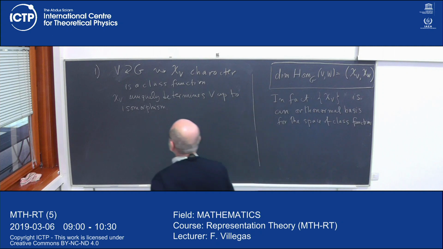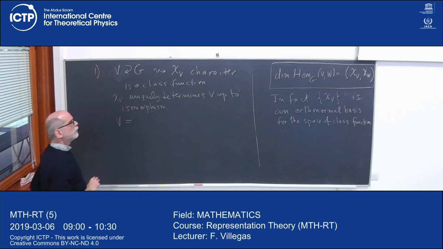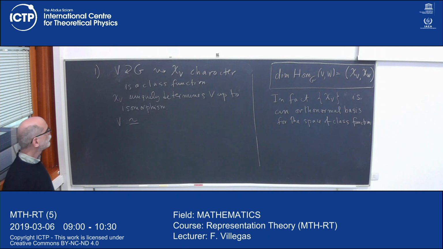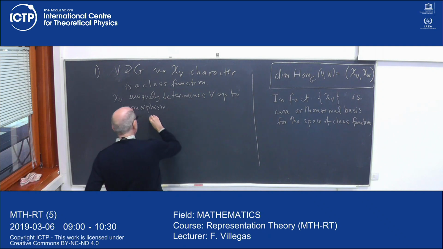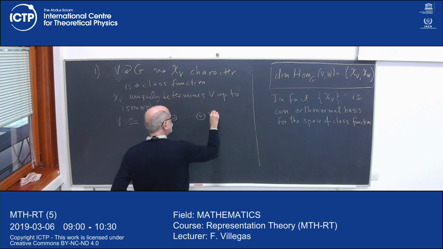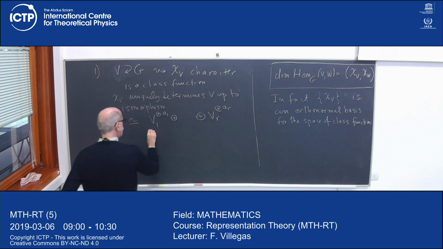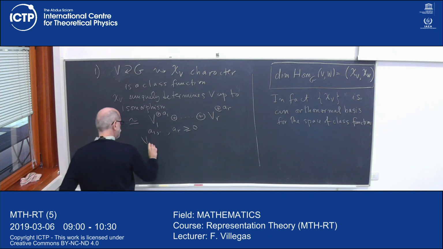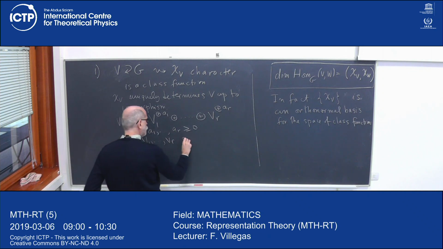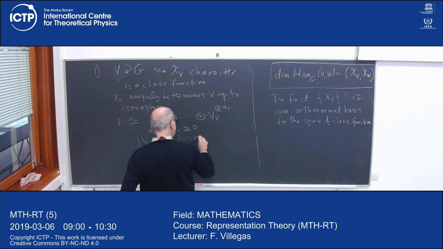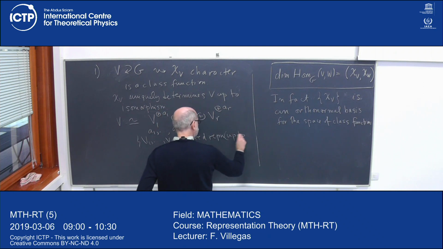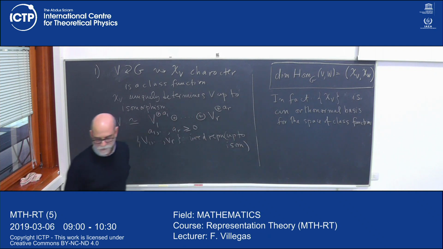And to see this, we have already shown that a representation is a sum of irreducibles. So let me write this like this, where A1, ..., AR are non-negative integers, and V1 up to VR are the set of irreducible representations up to isomorphism. We just saw that this is a finite list.